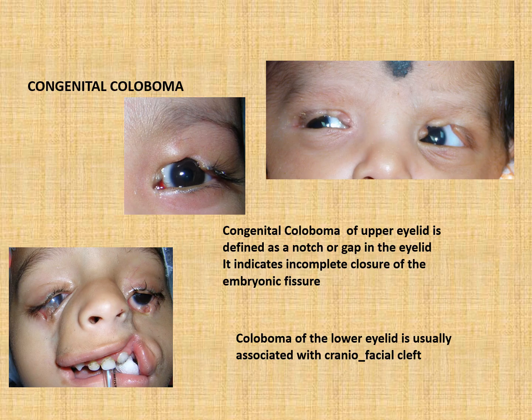Case of a congenital coloboma. Congenital coloboma of upper eyelid is defined as a notch or gap in the eyelid. It indicates incomplete closure of the embryonic fissure. Coloboma of lower eyelid is associated with craniofacial cleft.